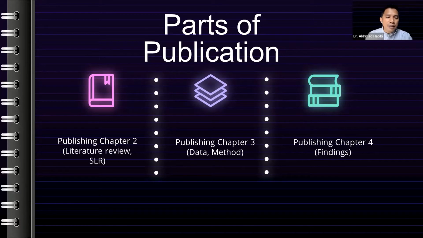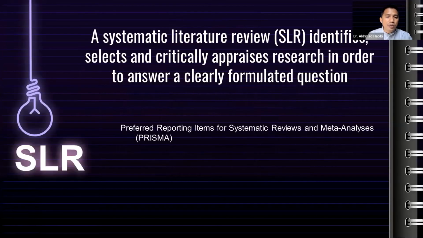Okay, let me start with chapter 2. This is a simple definition of a systematic literature review that I quoted from a researcher. A systematic literature review, or SLR, identifies, selects, and critically appraises research in order to answer a clearly formulated question. One of the many approaches to the systematic literature review is Preferred Reporting Items for Systematic Reviews and Meta-Analyses.